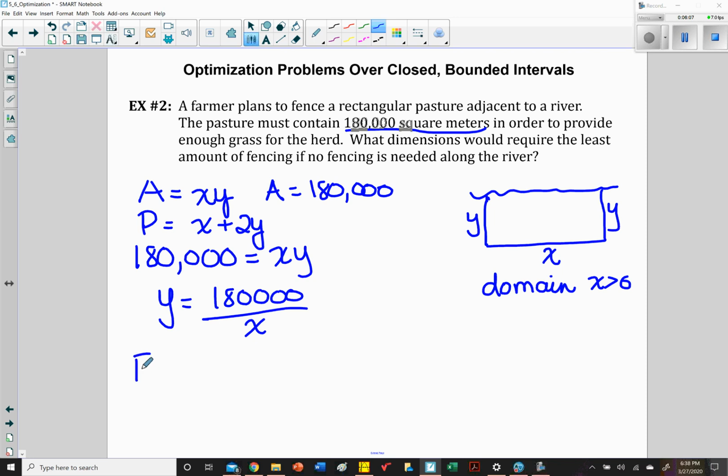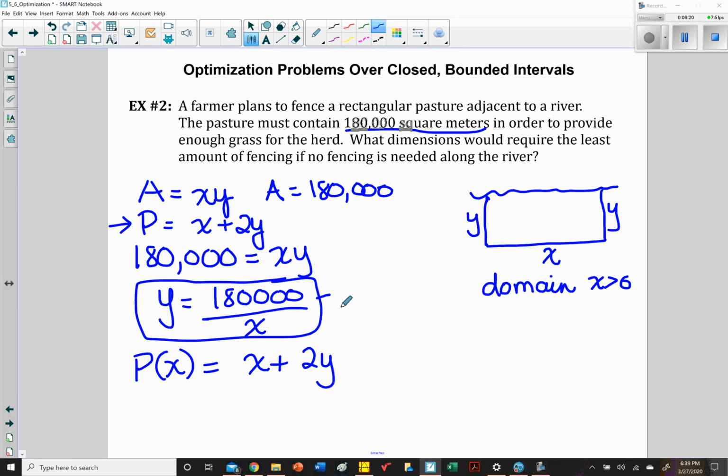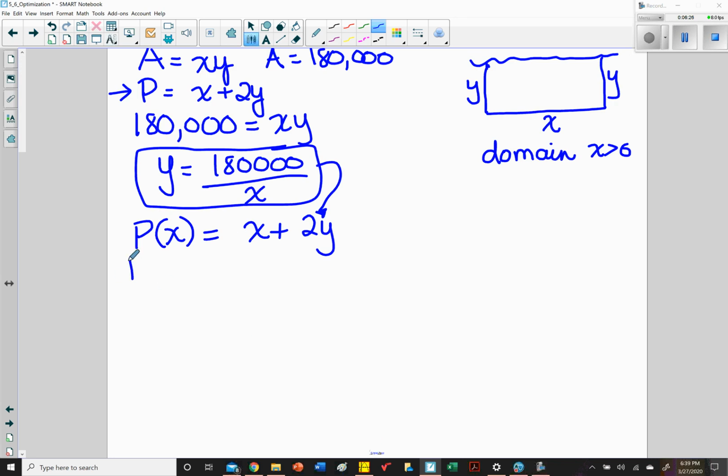And if we wanted to take the second equation, the perimeter equation, and write it in terms of just X, when we have X plus 2Y, we've just renamed Y. That could be substituted in for the variable Y here. We'll give that a try. Perimeter in terms of X is X plus 180,000 divided by X.